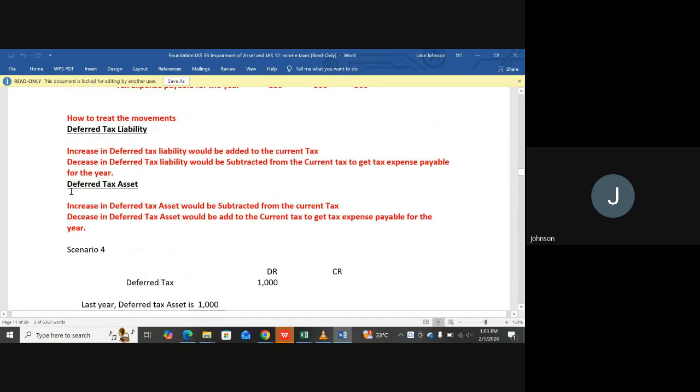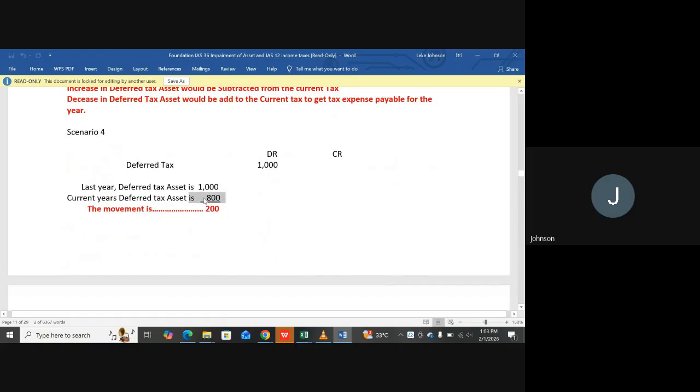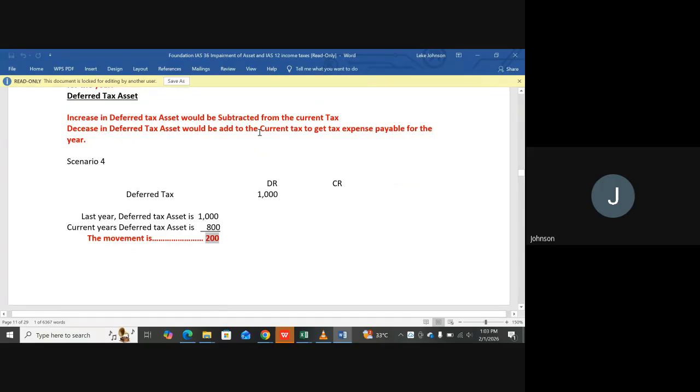So let's go back to the asset. They say a deferred tax asset increase will be subtracted from the current tax, but a decrease will be added to the current tax. So it was formerly 1,000, now it has decreased to 800. It decreased by how many? By 200. So what will we do? A decrease would be added to the current tax for the period. Since here we had 1,000 and now it has reduced to 800, a decrease in deferred tax asset would be added to current tax. So let's go and check.